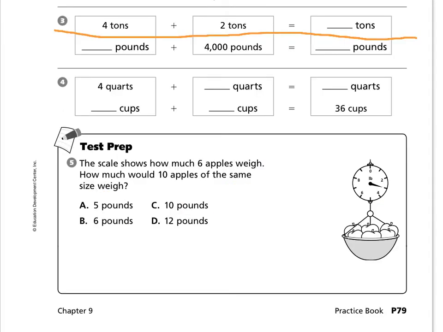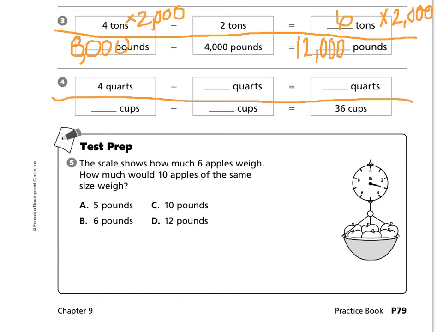For number 3, I have 4 tons plus 2 tons, which equals 6 tons. And I know that 4 tons is the same as 8,000 pounds because I did 4 times 2,000, because each ton is 2,000 pounds. And I end up getting 8,000 pounds. And then I have 8,000 plus 4,000, which is 12,000 pounds. Or I can think of it as saying 6 times 2,000 in order to get my pounds.